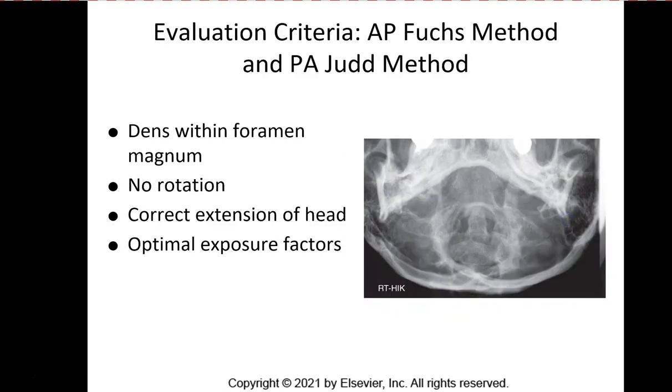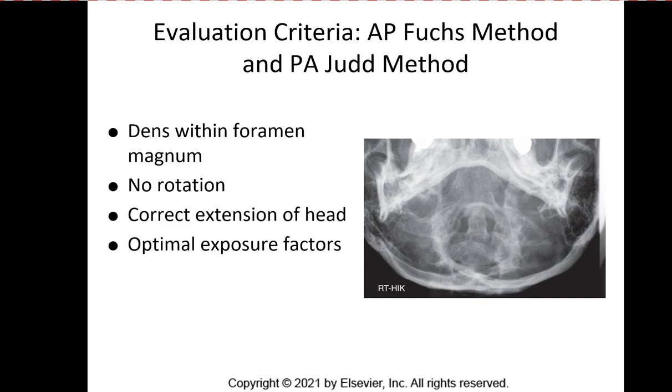So let's take a look at what the Fuchs and the Judd look like. Notice the DENS. You can see that here. Here is the DENS. It should be within the foramen magnum. And if you remember the foramen magnum, that is the large hole at the base of your skull that the spinal cord passes through from the brain.